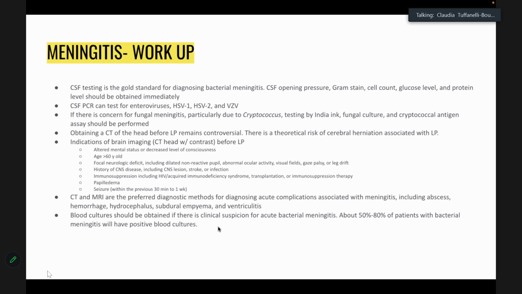And then you're going to want to order all the other lab tests, obviously, and for sure blood cultures, because a high number of these patients with bacterial meningitis will have a bacteremia. So they'll have bacteria in their blood as well.